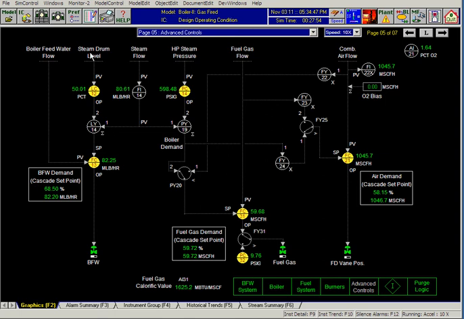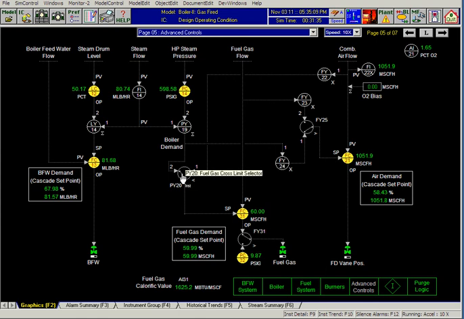So we have 3-element drum level control, where steam drum level, boiler feed water, steam flow is a feed forward strategy, and then we have boiler feed flow controller. Then boiler controls are here, which is the high pressure steam controller, steam pressure controller, steam flow as a feed forward controller, that's your boiler demand. Then you have cross limit control.